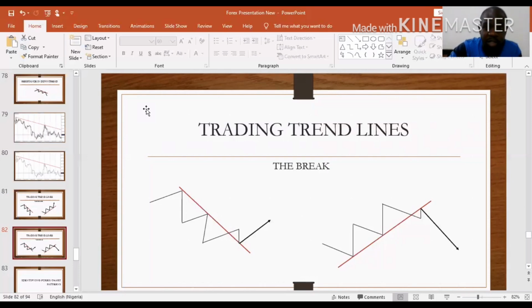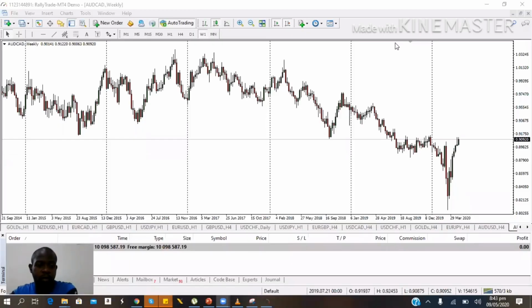So let me show you how to set the trend line on your computer first. For setting up the trend line on the computer, I'm going to look at the pair Australian dollar against Canadian dollar. You can see these setups on every time frame. I'm looking at the weekly time frame, and this has a beautiful setup.